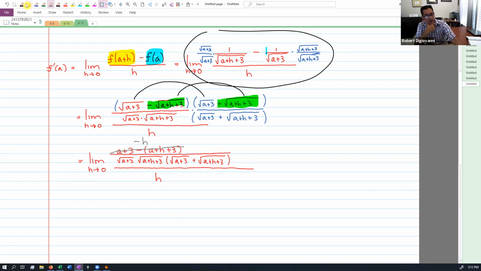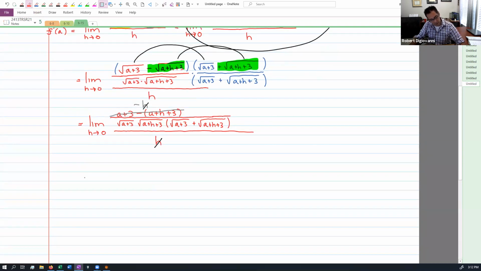And then that h there cancels with that h there. So the a's go away, the 3's go away, you're left with negative h, and then the h here and here cancel, which means that we are at limit as h approaches 0. I have a negative 1 on top, and then over this nasty thing.